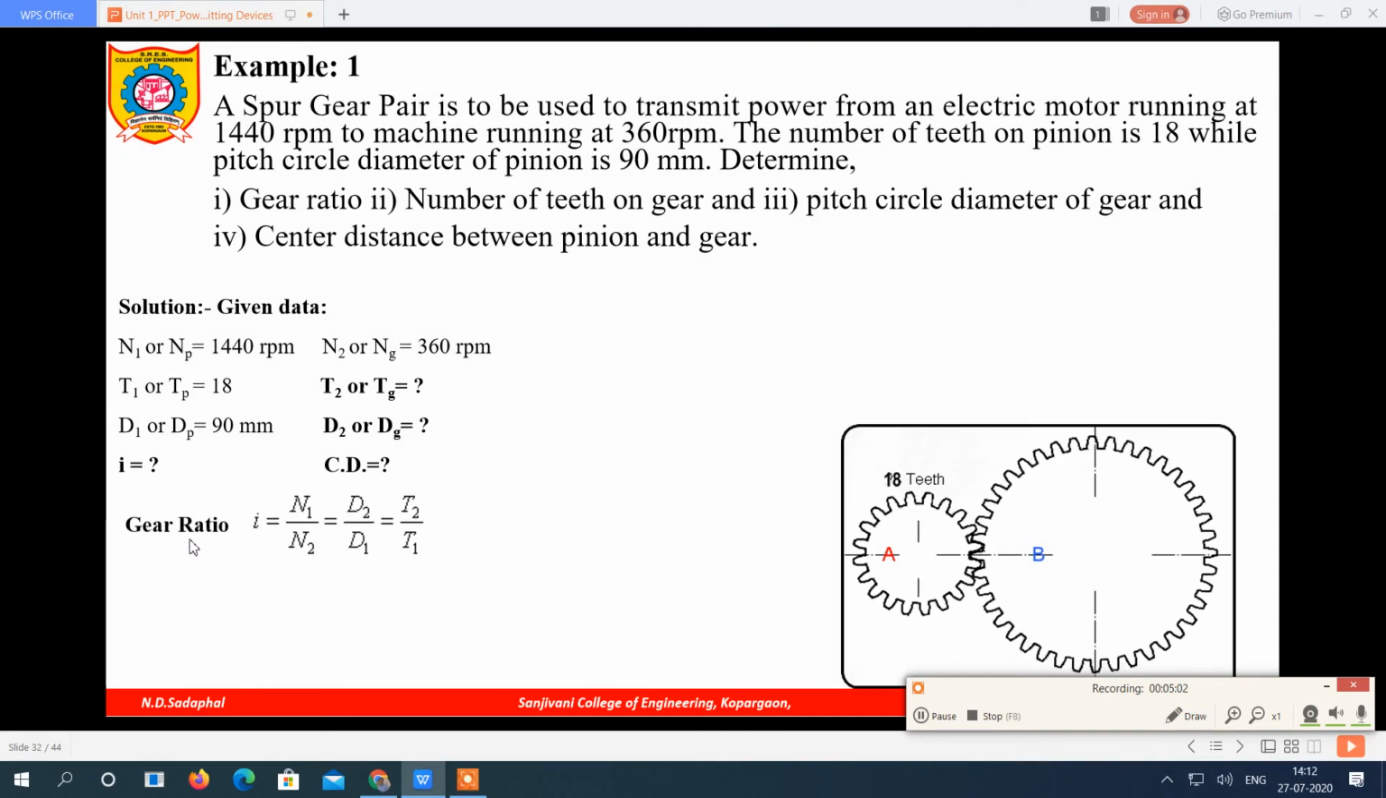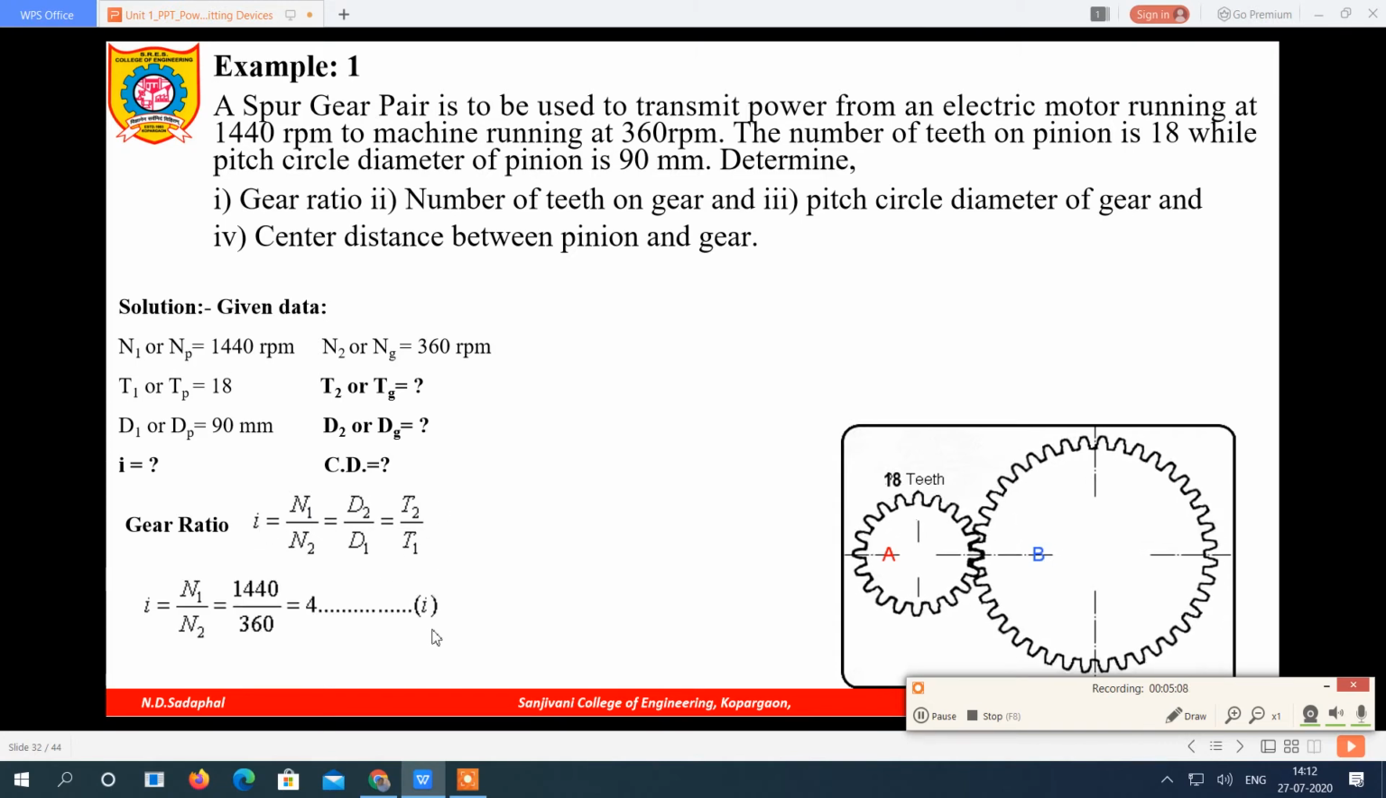So we know the gear ratio i equals N1 upon N2, D2 upon D1, and T2 upon T1. Simply we will put in the values. i equals N1 upon N2, N1 is given as 1440, N2 is given as 360. So we get 1440 upon 360 equal to 4. So the gear ratio is equal to 4.